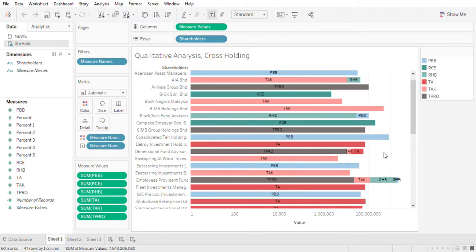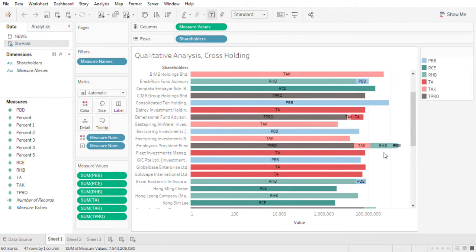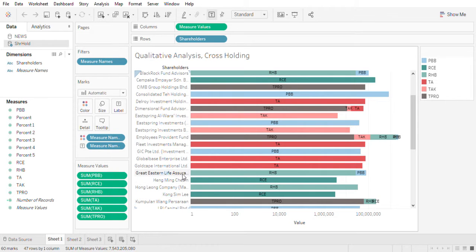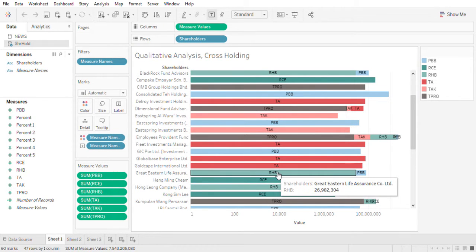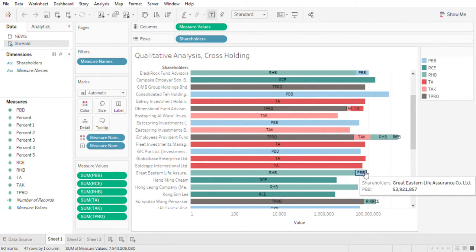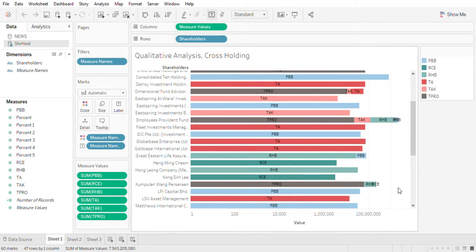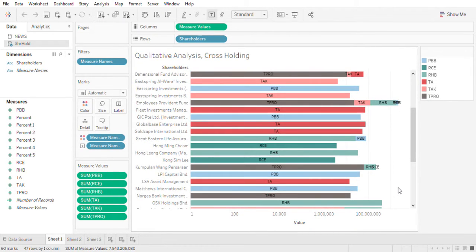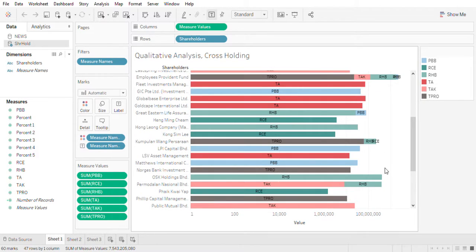And then we go down further and we see a similar pattern. Great Eastern Life is again a life insurance company, but they have holdings in RHB and PBB. Maybe they have a good reason for doing that. Then we have Kumpulan Wang Persaraan, which also has a cross holding in Tune Protect, RHB, RC Capital.